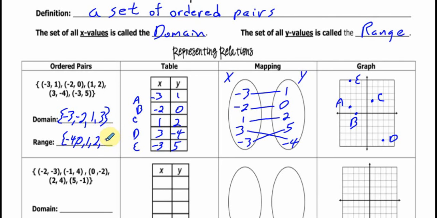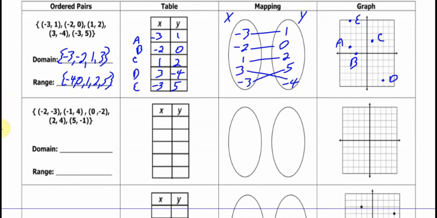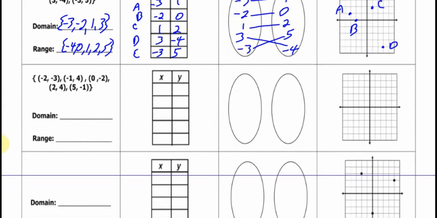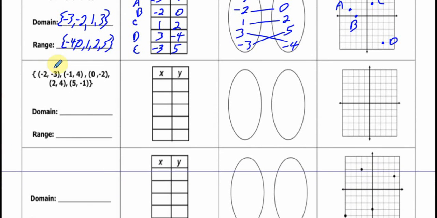And my largest y value is 5. Okay, so again, notice that I'm using the set notation to describe domain and range, or to name domain and range. Okay, so now would be a good time for you guys to pause the video and write this relation in table format, in mapping format, graph it, and name your domain and range.